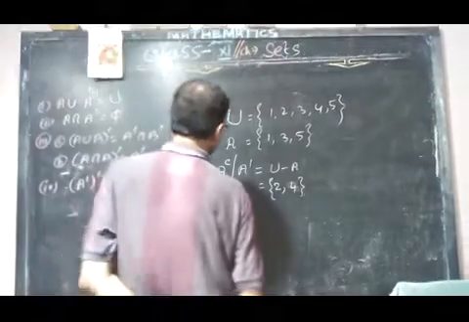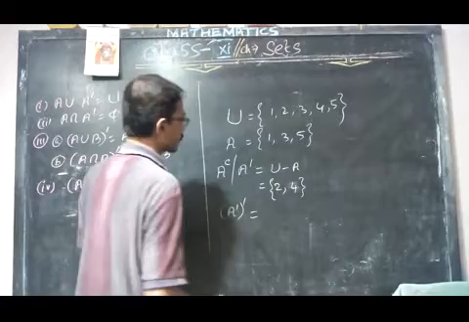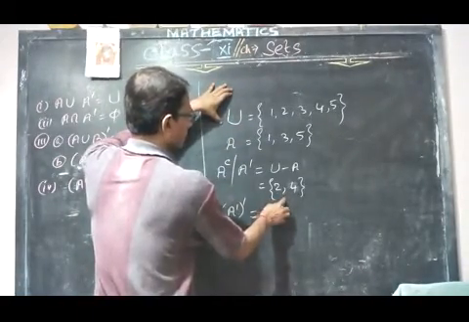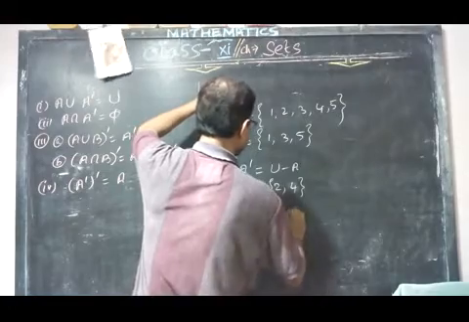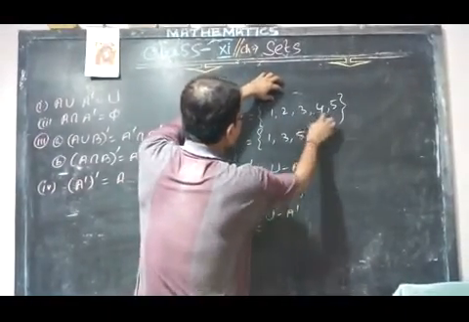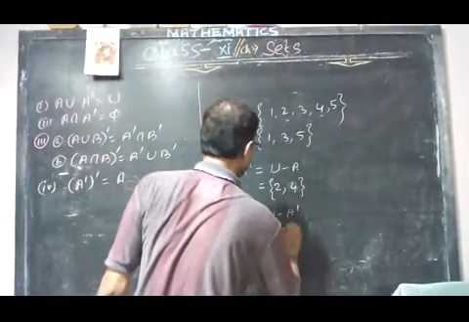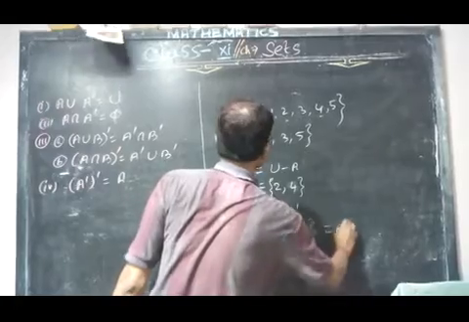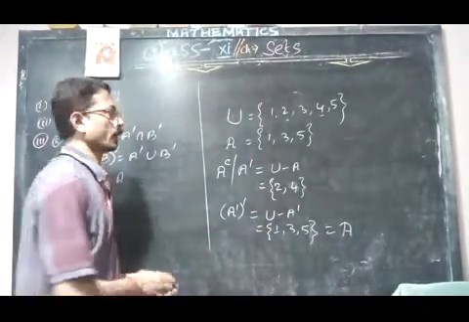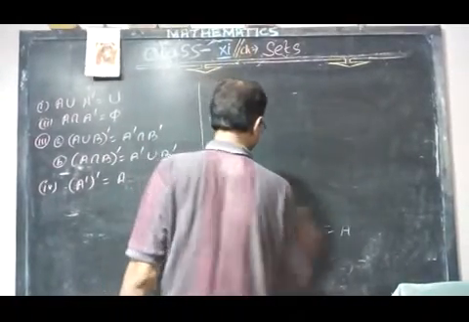If I again take the complement, that means the complement of A complement equals U minus A complement. Vanishing the terms 2, 4 from the universal set, 1, 3, 5 is left, which is equal to set A. That means the complement of A complement equals A. Understood everybody? It is called the complement of a set.